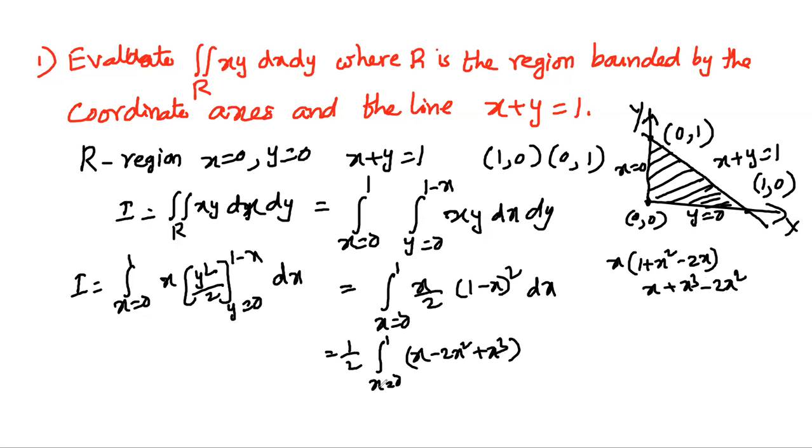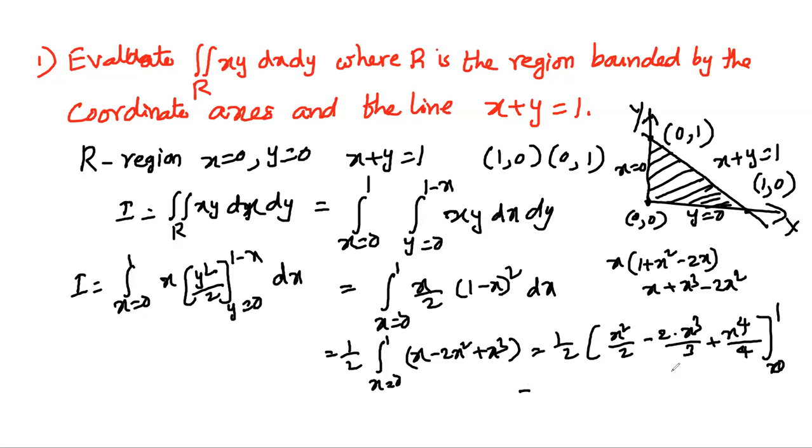Now we can do the integral for x from 0 to 1. Which means half into the integral of x square by 2, minus 2x square, that is 2 into x cube by 3, plus x power 4 by 4. Again, lower limit and upper limit 0 to 1, you can substitute it.